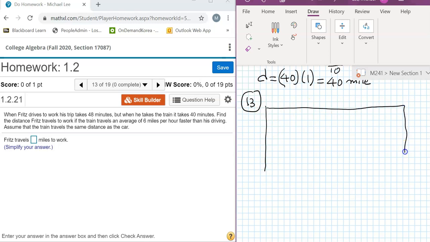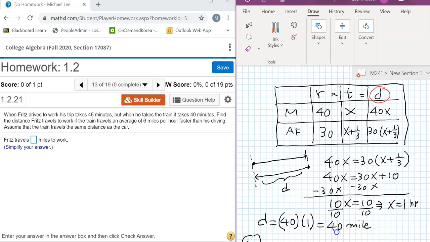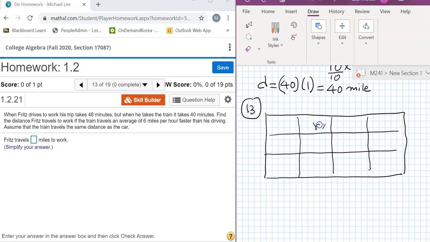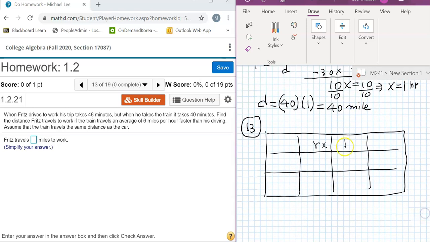why don't we use a table similar to the one in the previous question? What was it? 3 rows and 4 columns, if you still remember that. And then, they had R times T equal D, right? So time equal to D. And then I'll say the first one is his drive, and this is the take the train, right?